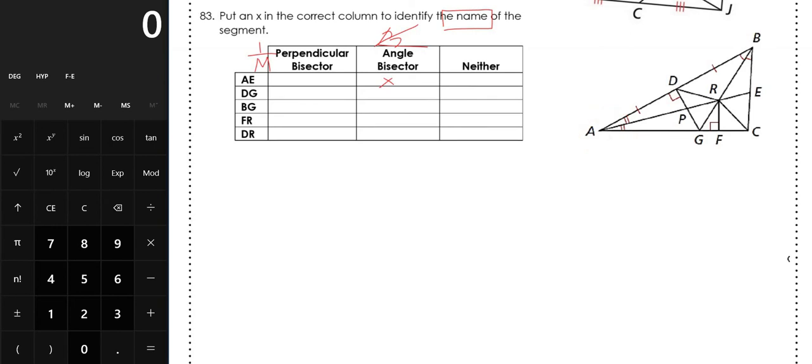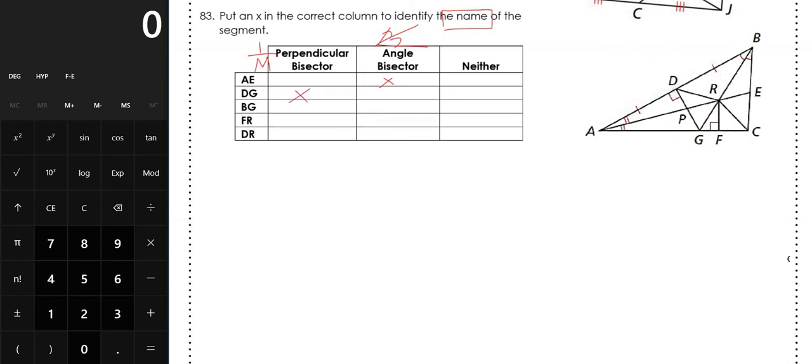Next, DG. D is where DG is originating from. And notice that D is a midpoint because it's cutting the left and the right in half. Notice the single tick marks to show you that it's splitting that line segment AB in half. So D is a midpoint, so it's satisfying the bisector part. And then it's also perpendicular because you notice this little right angle. So DG is a perpendicular bisector.